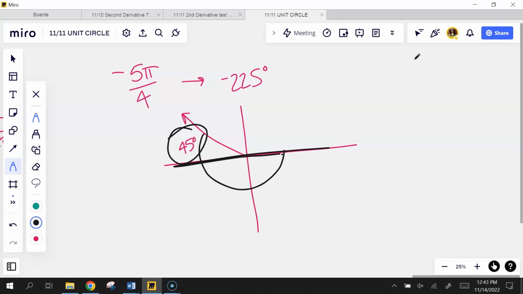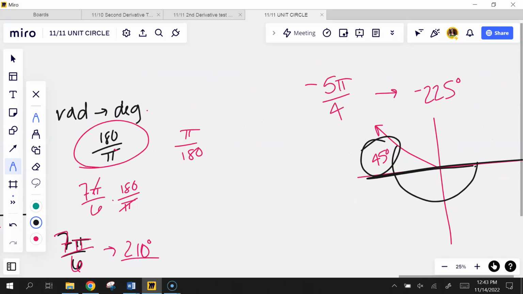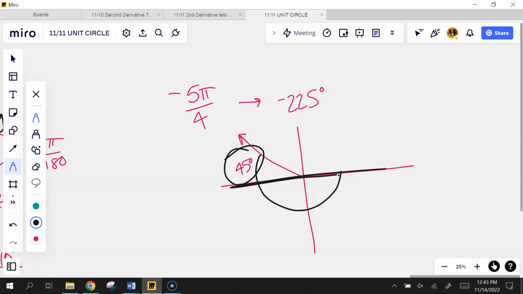How do we get negative 5 pi over 4? Because you have to do 180 over pi. He's right. I just can't see that on the board. We can do that on the board. 180 over pi.